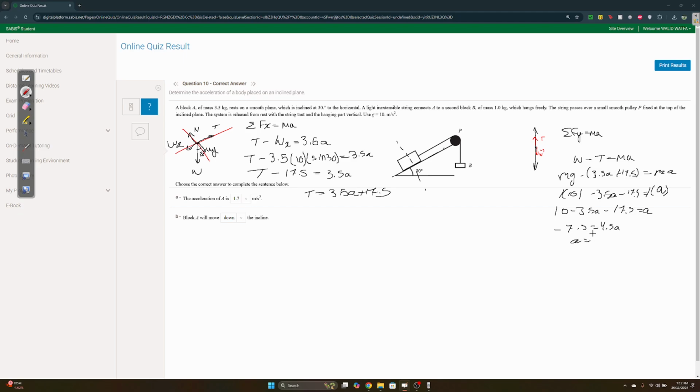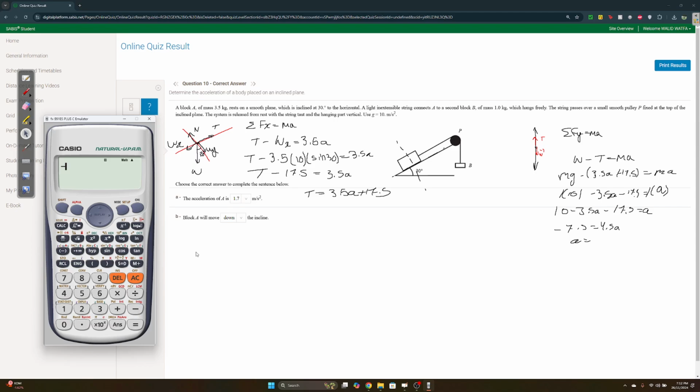If you divide, you're gonna get negative 1.67. Negative 7.5 divided by 4.5, you get negative 1.66667. So negative 1.7. So here's the thing. When you get a negative answer, that means you probably got the correct answer, but you took the direction of the acceleration to be wrong.